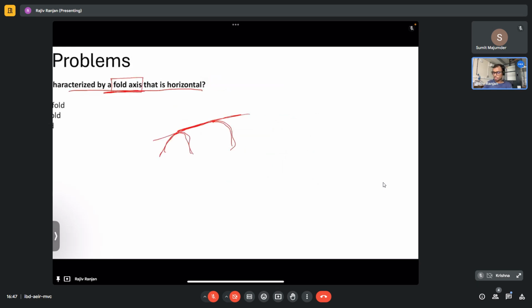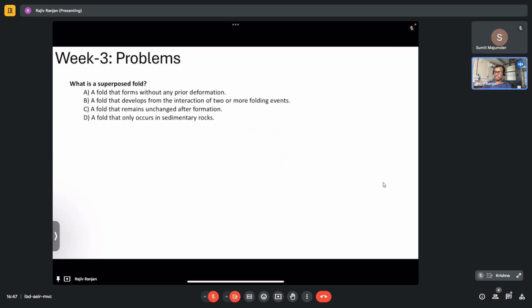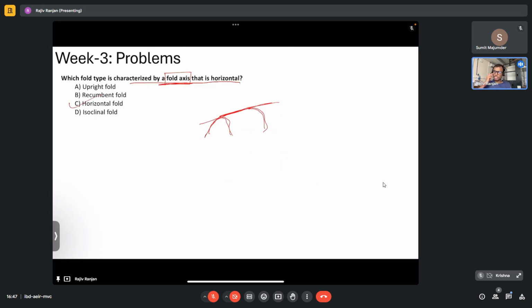I did not keep this image. Actually, there was a diagram which, if you go to the lectures, the professor has explained: based on the classification of fold axis, the orientation will be plunging. If you have a plunging fold, it will be like this. And if you have a 90-degree plunge, then it becomes a vertical fold. So option C is correct.